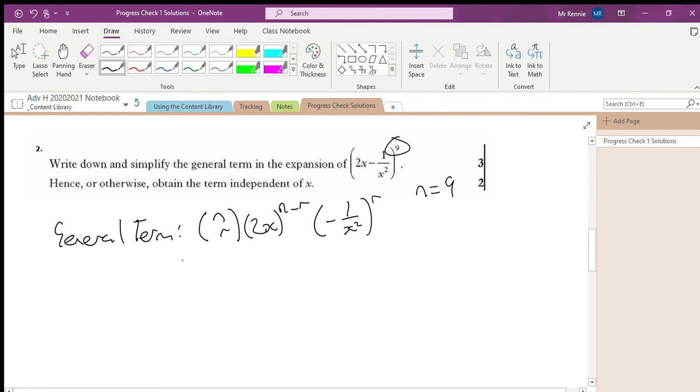So that's what the general term starts as. We start filling it in. So 9 choose r, I can swap all the n's for 9s.